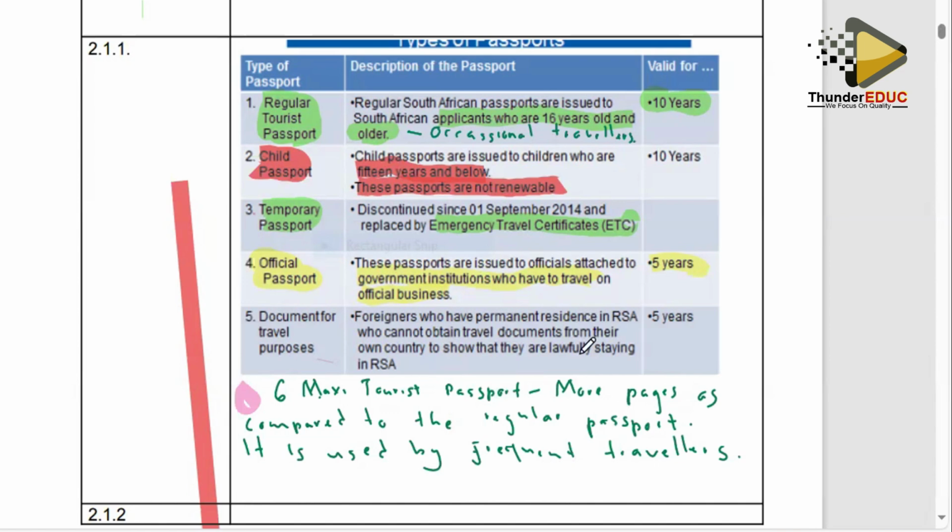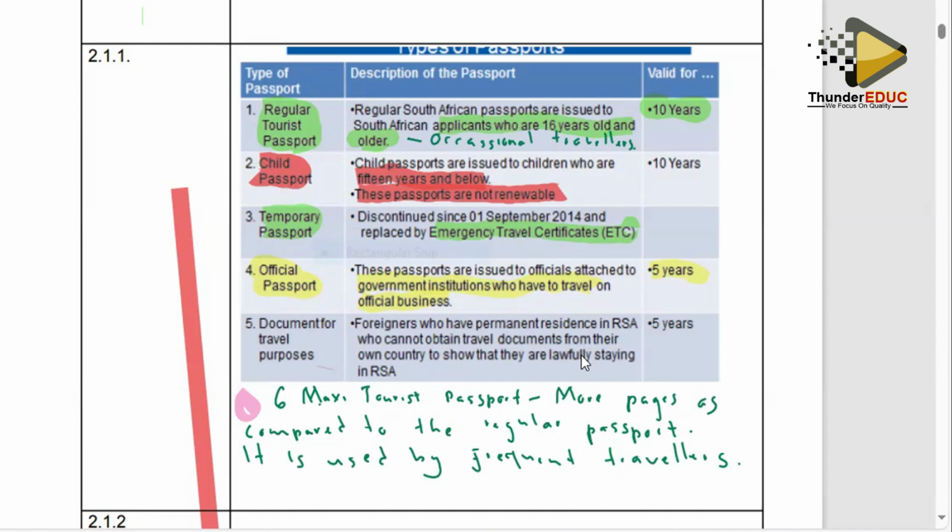Then I can also add another, the 7th one. The 7th one is known as a diplomatic passport. A diplomatic passport is issued to diplomats.